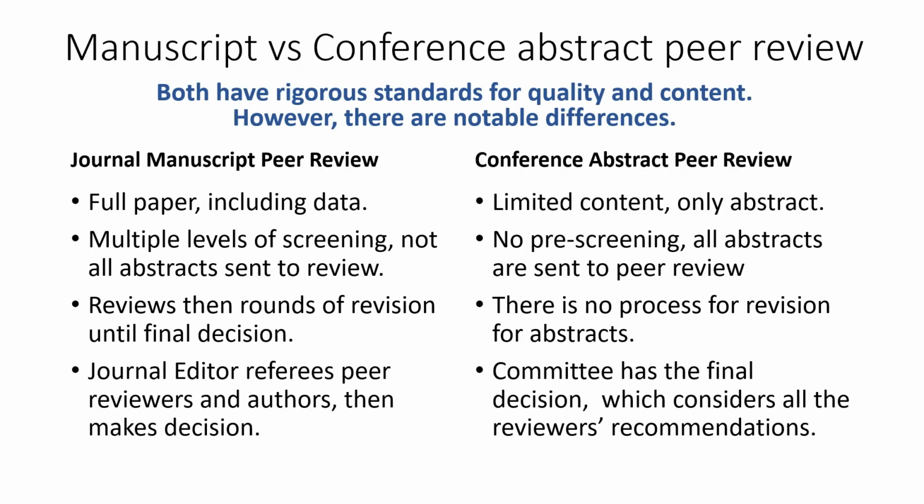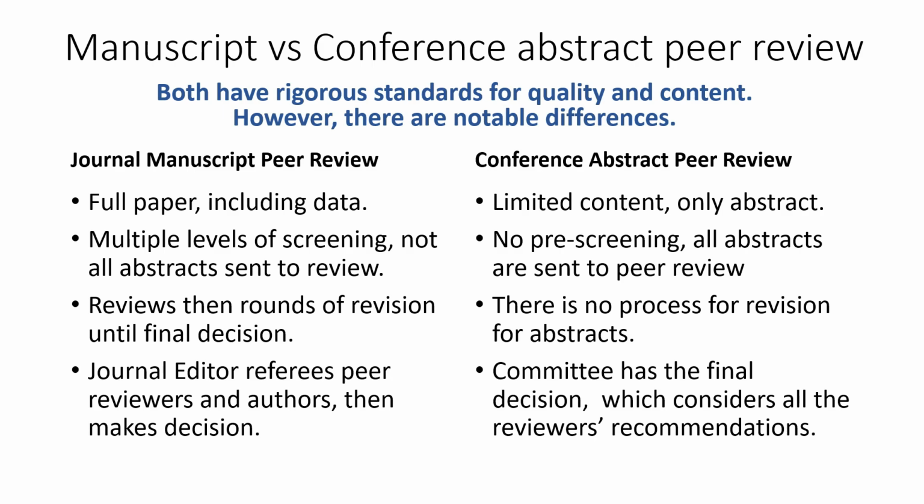Before we look at the rating sheet, we must first establish the purpose of peer review for a conference abstract. Although reviewing a manuscript for a journal has similar skills and processes as conference abstract reviews, and they both have rigorous standards for quality and content, there are some notable differences. For manuscript review, the full paper and data are available, whereas with a conference abstract, the information is limited. For manuscript review, there are multiple levels of screening, and the editor may decide that some manuscripts are not sent to review, whereas all conference abstracts are sent to peer review.